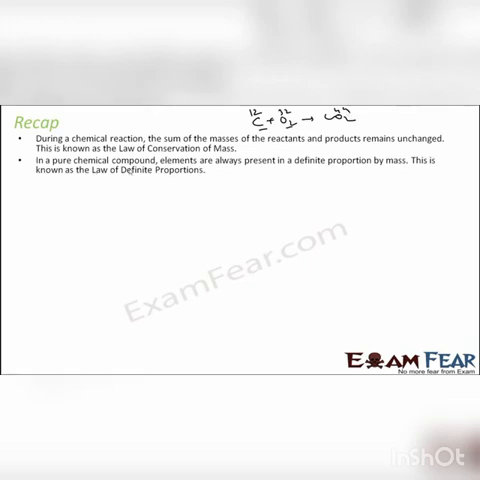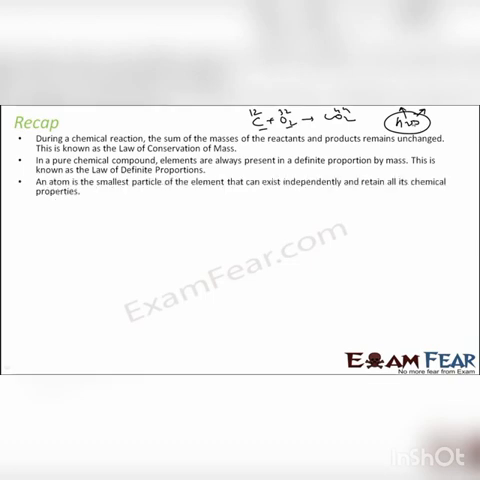The second thing we studied is that in a pure chemical compound, elements are always in a definite proportion. For example, you take water from any source, from a well, ocean, or river, it doesn't matter. You'll always have 2 atoms of hydrogen and 1 atom of oxygen combined to form water. This is called the law of definite proportion.